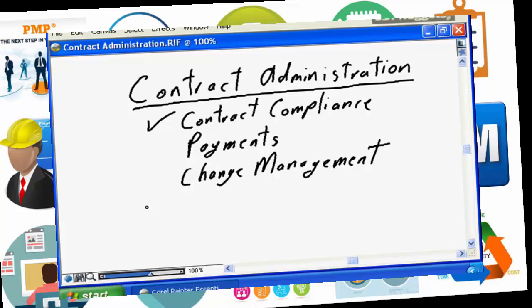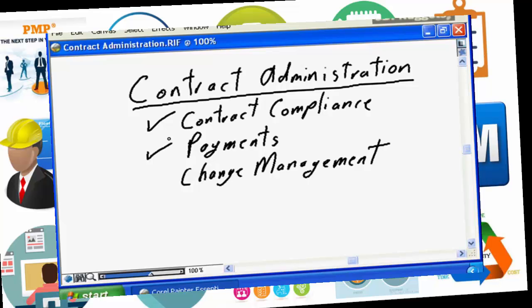So whether you're a buyer or a seller, be aware of all of the terms and conditions in the contract, both the statement of work and the legal aspects of the contract, and ensure that you're in total compliance with the contract. Another key aspect to contract administration is payments.